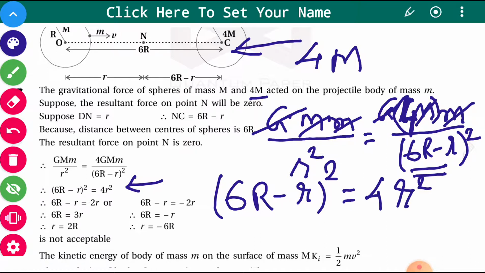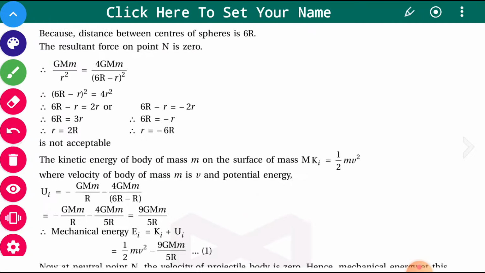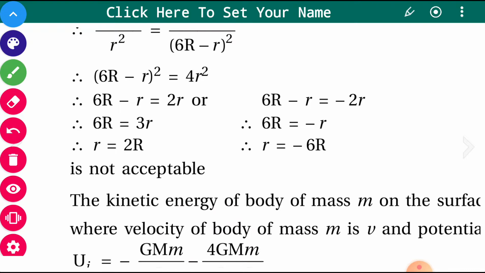Okay, so that is written here. Now just go through it, just take the square root. Then 6r minus r is equal to 2r, and 6r minus r is equal to minus 2r, because there are two possibilities, plus or minus 2r.